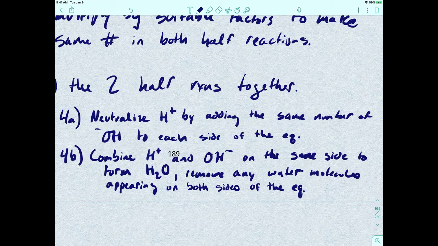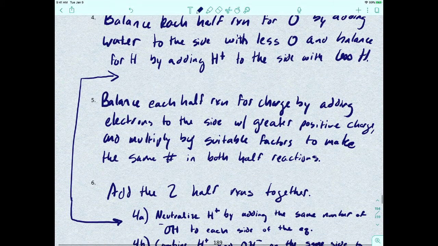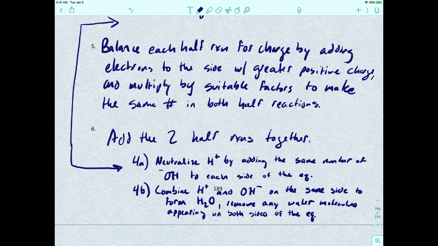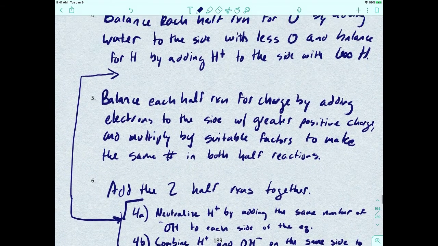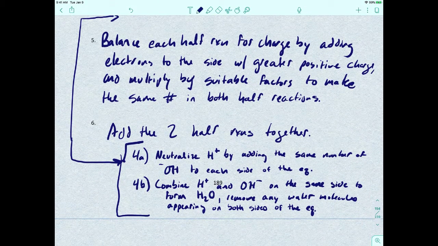Okay, and then after that you'll balance each half reaction for charge, and then you should be good to go. So yeah, that's the only difference between an acidic and a basic solution. Once you add the H pluses, for every H plus you add, you've got to add an OH minus. And then you make sure the OH minus is added to both sides. All right, so let's try this out.